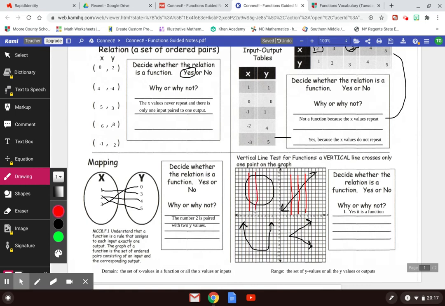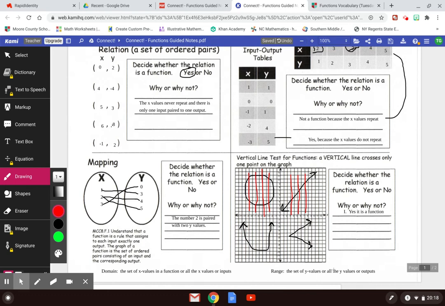Same thing here. If I draw my vertical line, what that tells me is for the input here, again, there's 2 outputs. And what you're going to notice is that no matter where I draw a vertical line on this circle, it's always going to intersect at more than one point, meaning for each input, there's more than one output. So what does that mean?